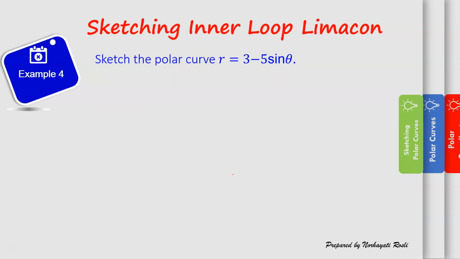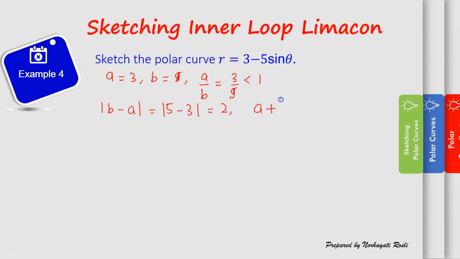Next, we go to example 4. The question asks us to sketch the polar curve of r equals 3 minus 5 sine theta. In this case, we know A equals 3, B equals 5. So we have A over B equal to 3 over 5, that is less than 1. In this case, B minus A is equal to 5 minus 3, so equal to 2. And then A plus B is equal to 5 plus 3, which is equal to 8.